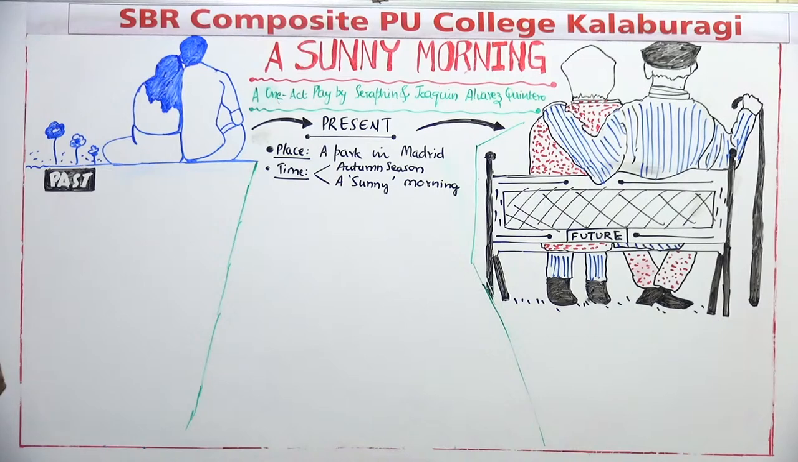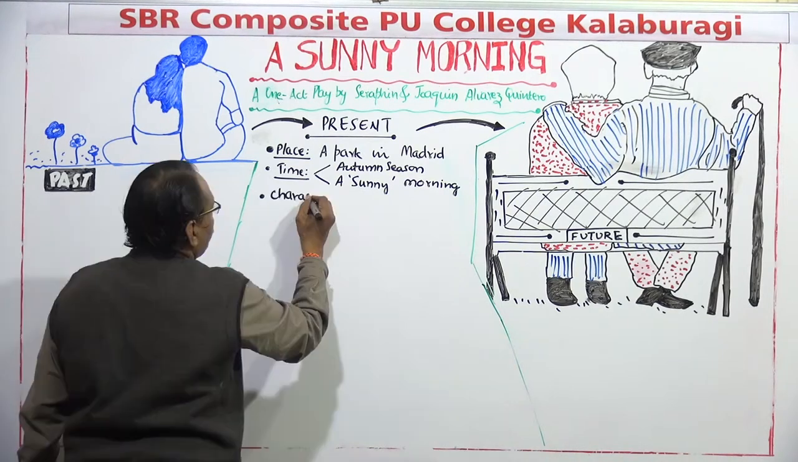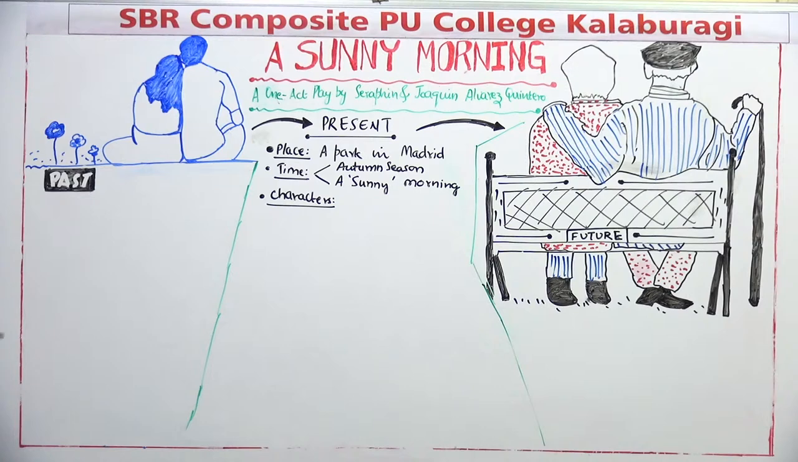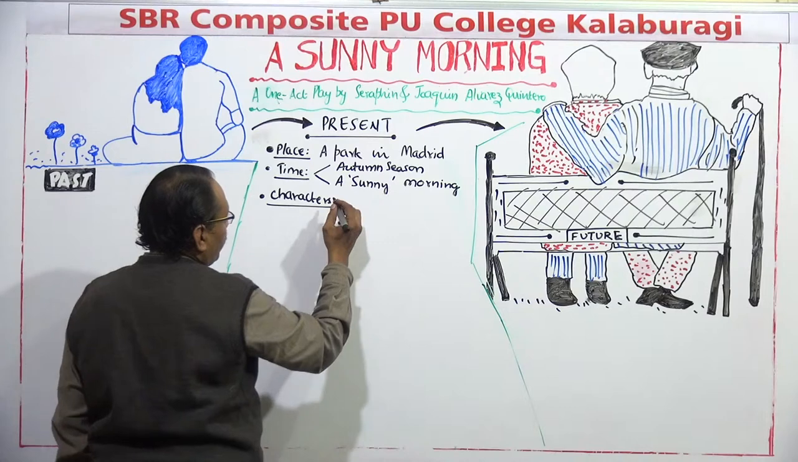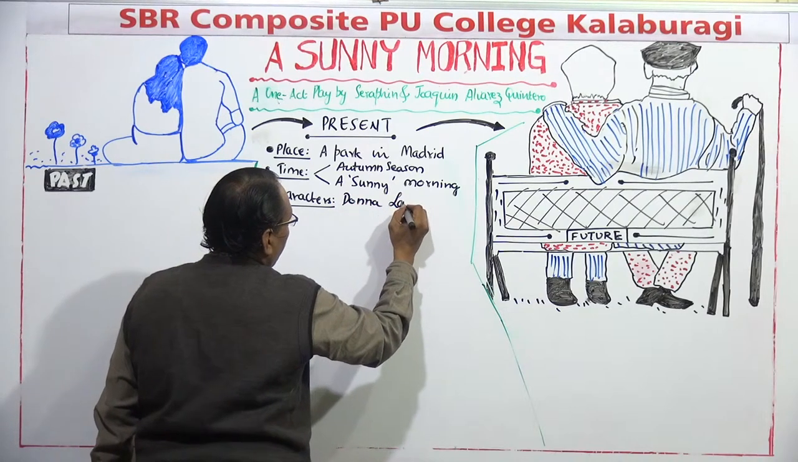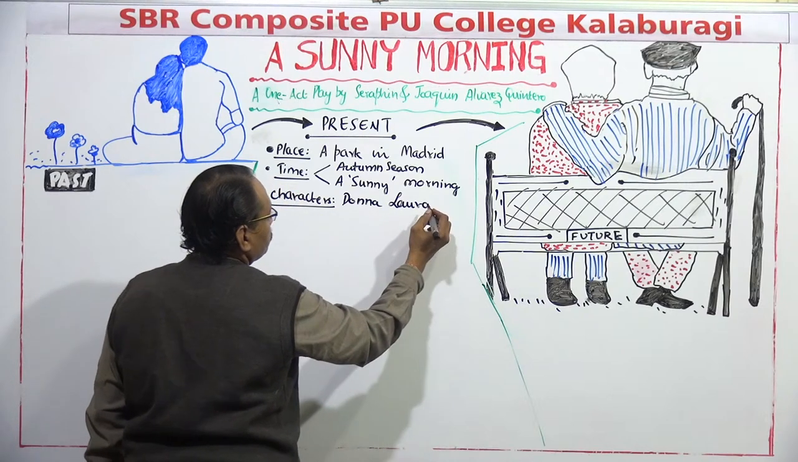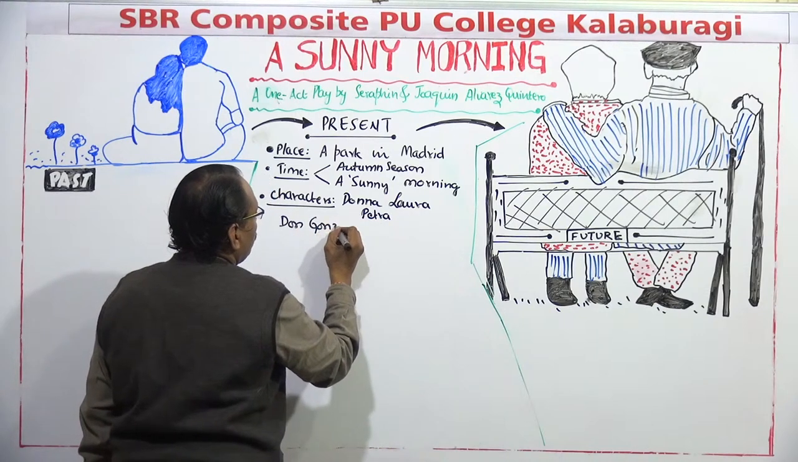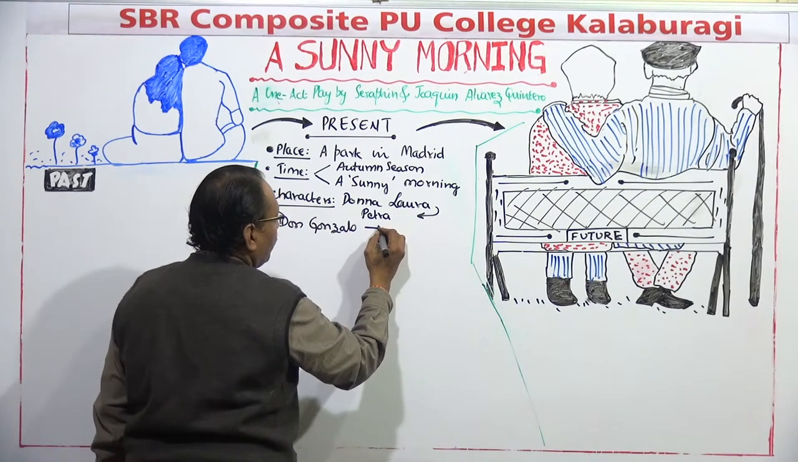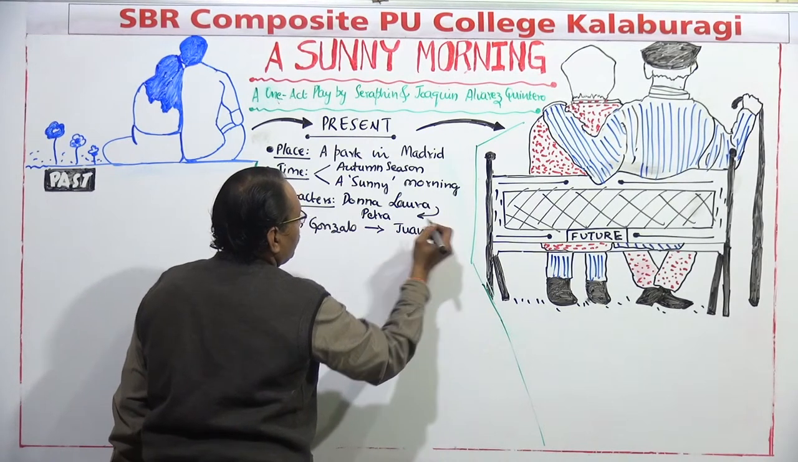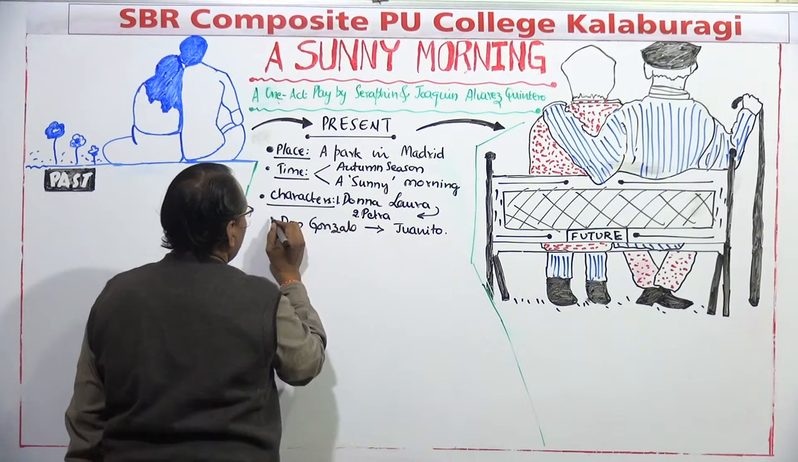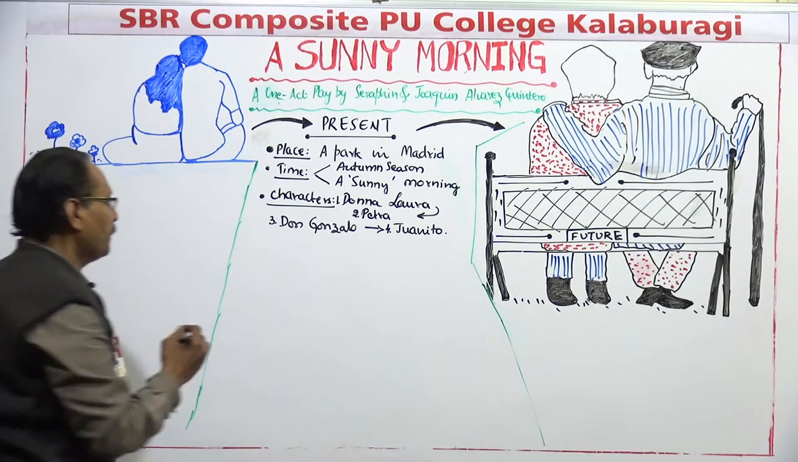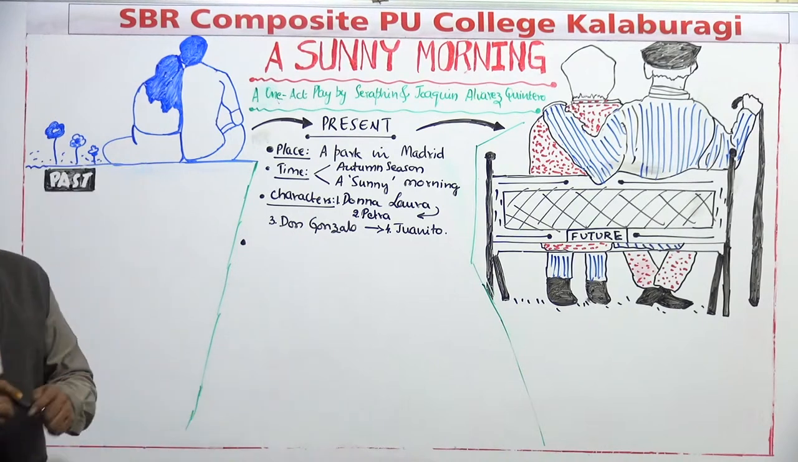So time we know, place also we know, and the characters, as I said to you, I won't be writing much over here. We will take it in the form of important points so that we can enjoy the total play. There are four characters, as I said: Donna Laura, then her servant maid, that is Petra, and Don Gonzalo, and of course his servant, that is Juanito. These are the four people we have in the play. So all the four are introduced immediately, not taking much time. So what happens? We see everything in the form of points.